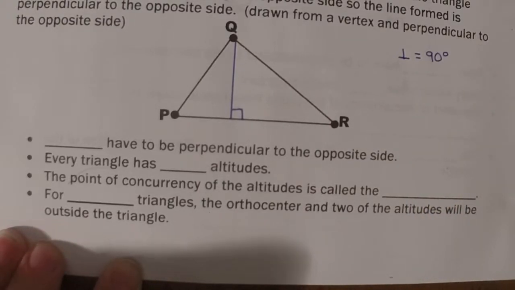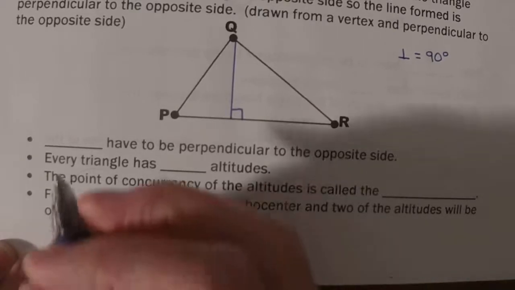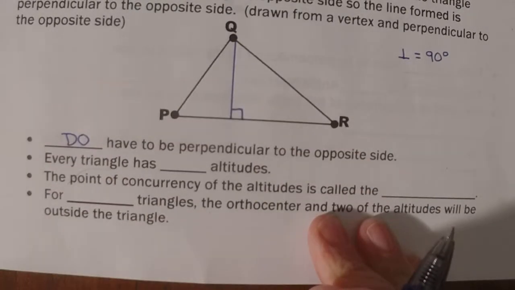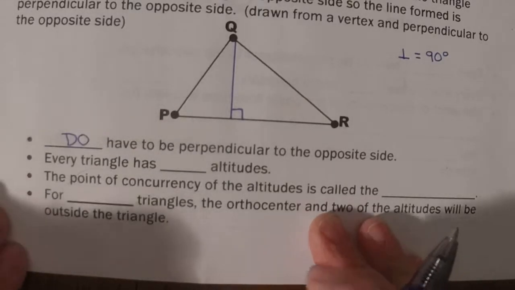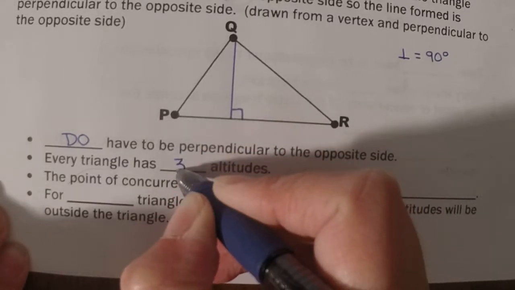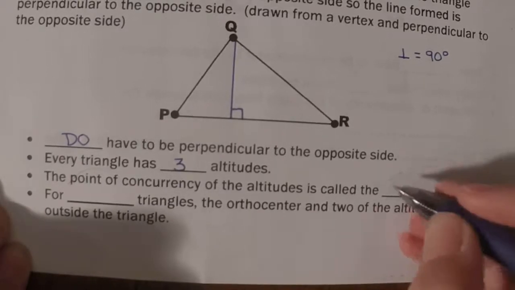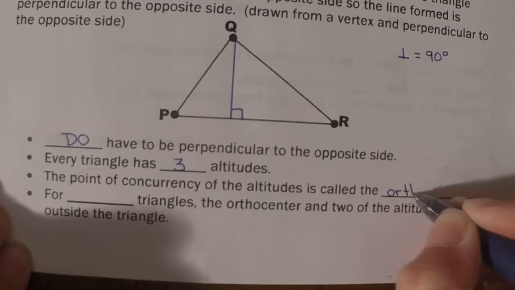So we've already discussed this, but altitudes do have to be perpendicular. That's what we just talked about as the definition. So they do have to be perpendicular. Okay. Every triangle does have 3 altitudes. And the point of concurrency for the altitudes is called the orthocenter.